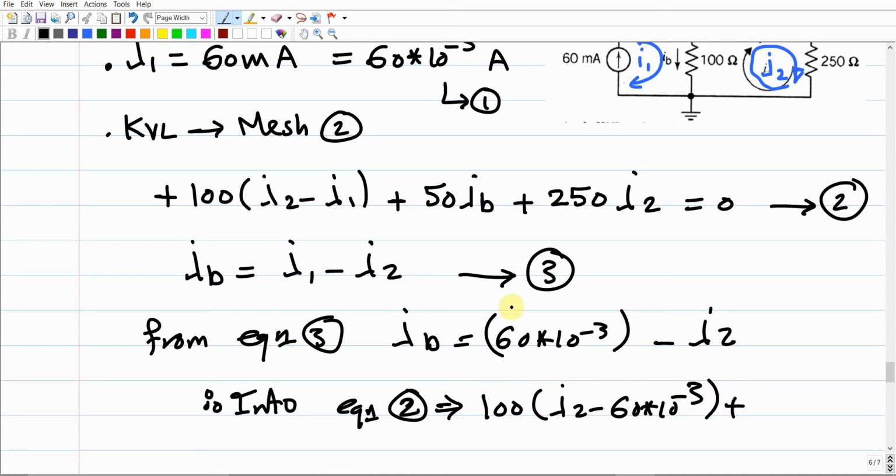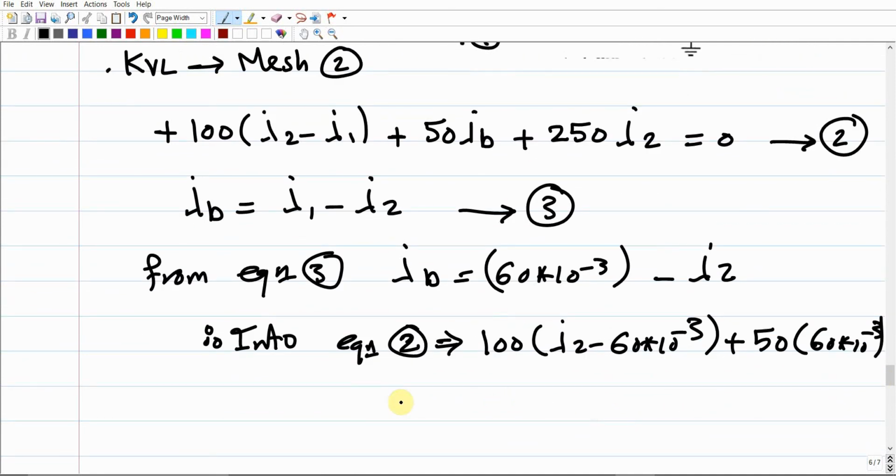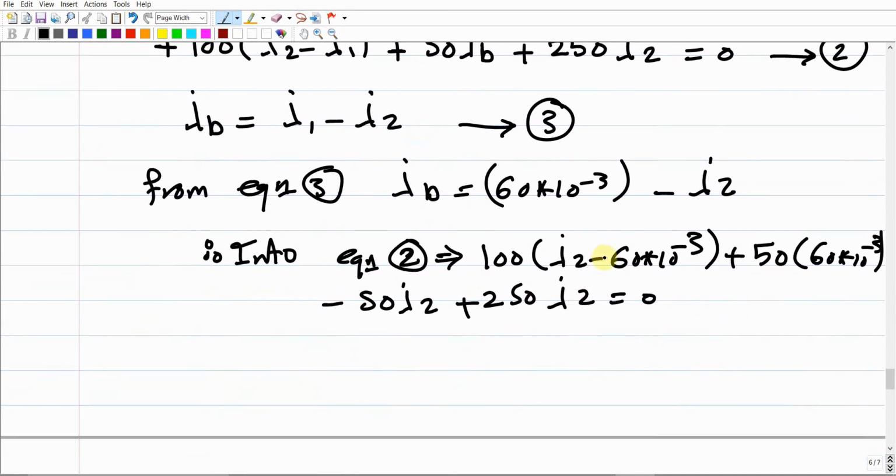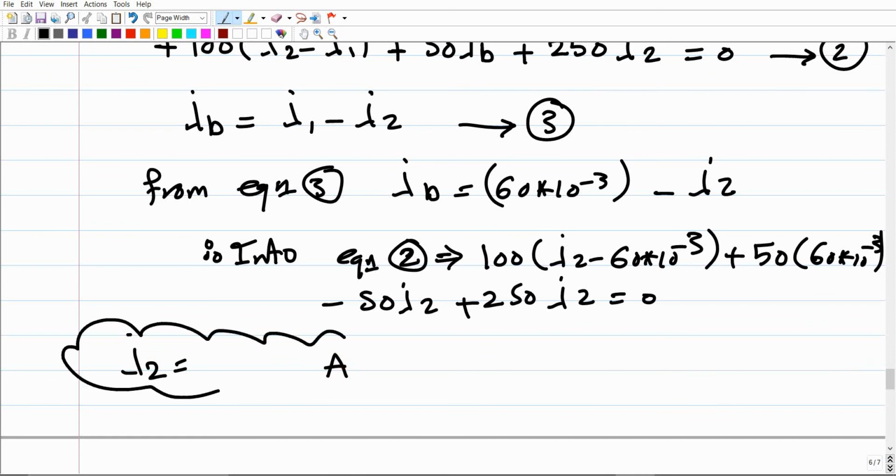50 IB, all of this term is just IB. So it's going to be 50 times 60 times 10 negative 3. Then we have negative 50 I2. Then we have the third term, which is 250 I2, equals 0. Make sense? I just substituted for IB, which is I1 negative I2, with I1 being 60 times 10 negative 3, so 50 times IB is 50 times this term, negative 50 times this term, plus 250 I2 equals 0. So we end up with one equation in just one unknown, which is I2. So we can solve this equation for I2 in terms of ampere.